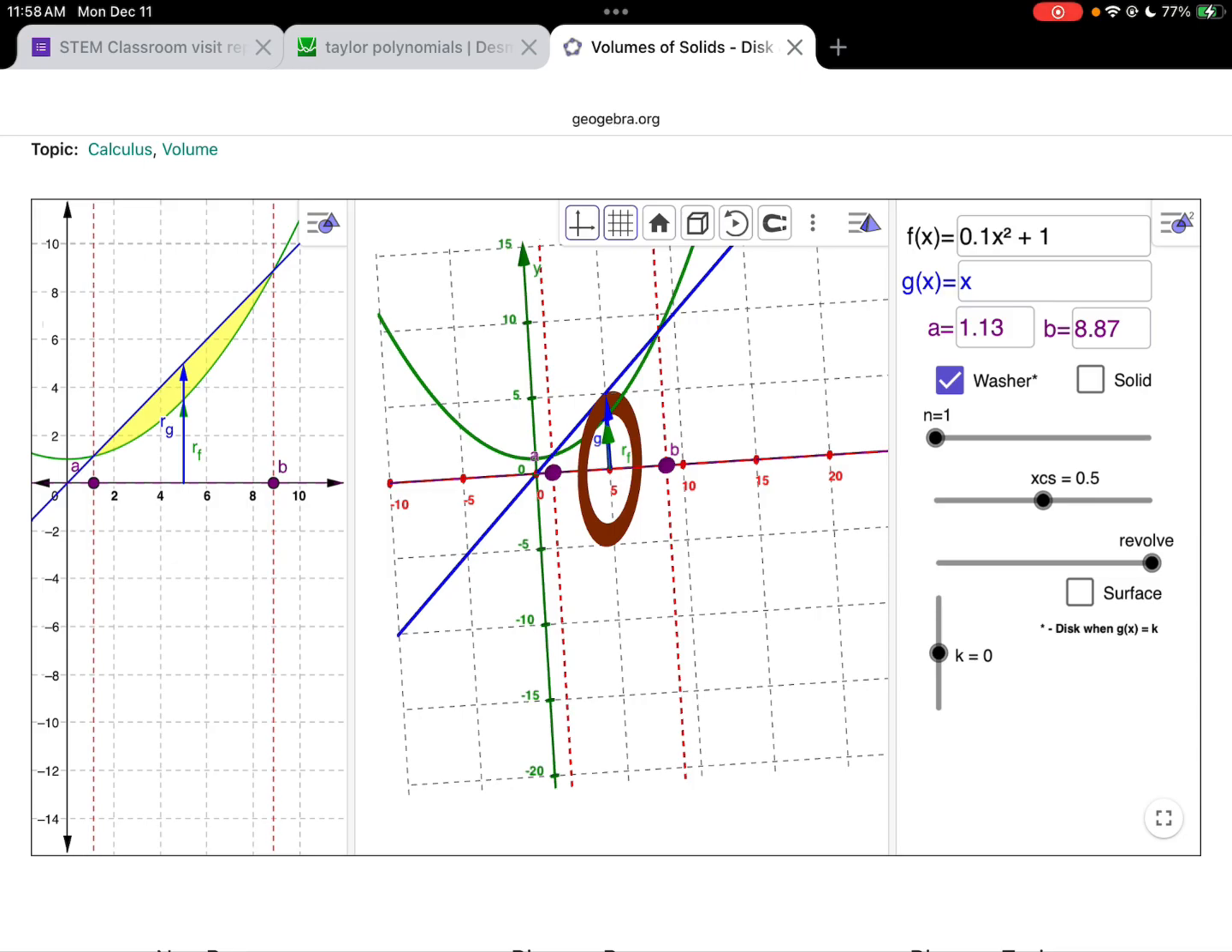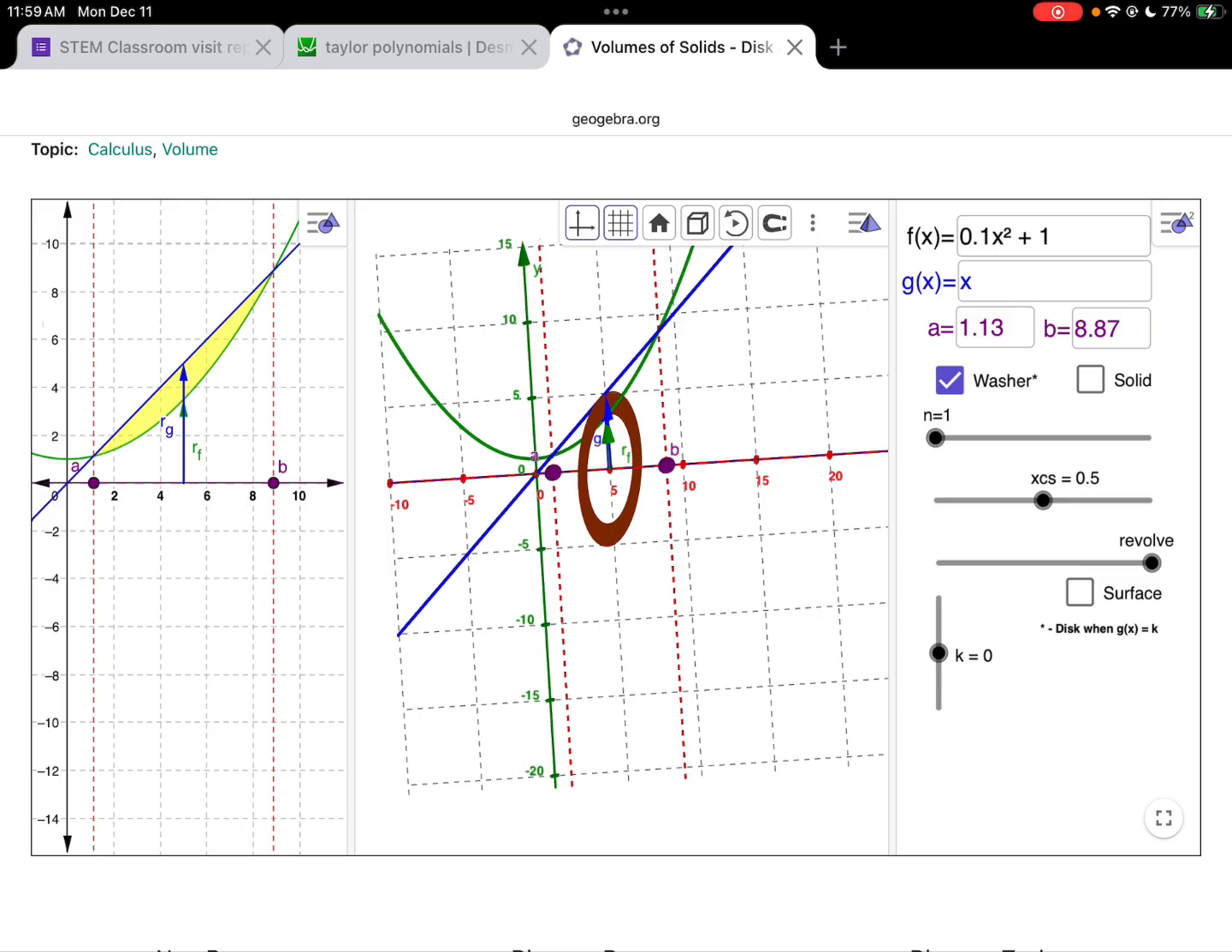Notice it would be a circle, and remember, we know the area of a circle is pi r squared. In this case, it's pi, and r, our radius, is x, because it's going to that line, g of x equals x. So pi x squared is the area of that big circle. Then we're going to subtract the white circle, the inner radius circle. Notice the inner radius starts at the x-axis and goes to the equation 0.1 x squared plus 1.